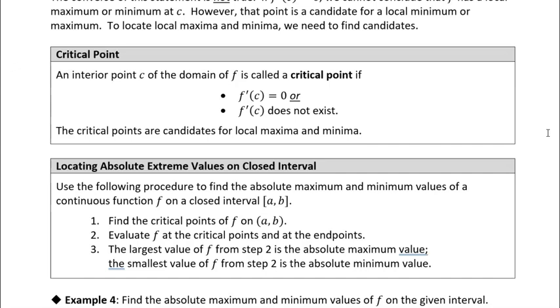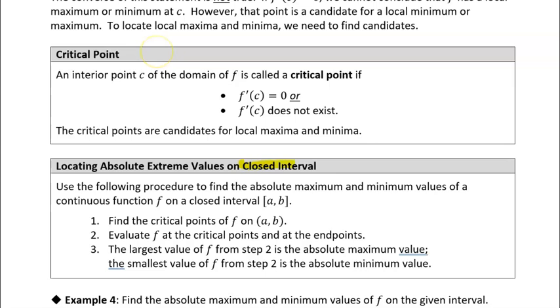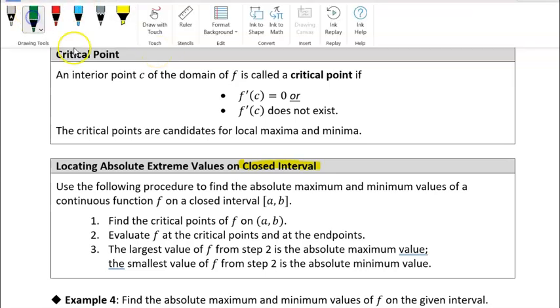All right. And then finally here we have a step-by-step process of finding the absolute extreme values on a closed interval. Now that's important. A closed interval. Let me highlight that. Closed interval. All right, because this is important. We're only dealing with closed intervals now.